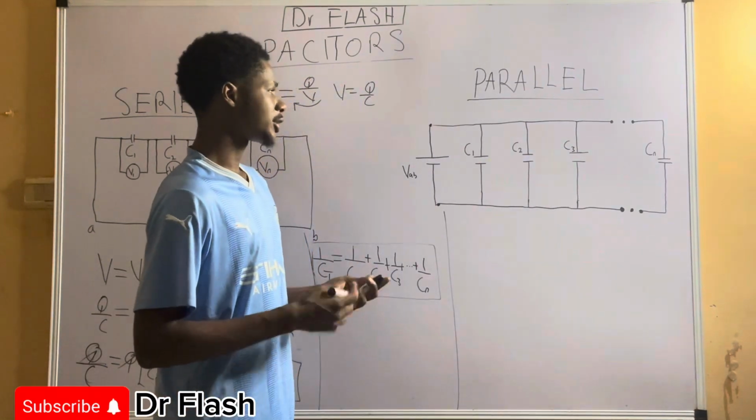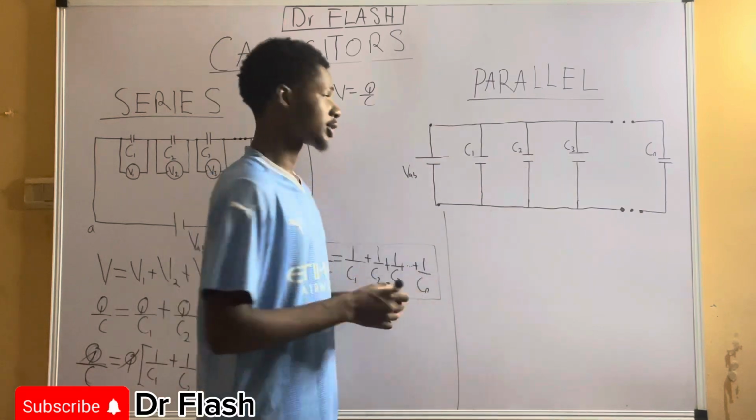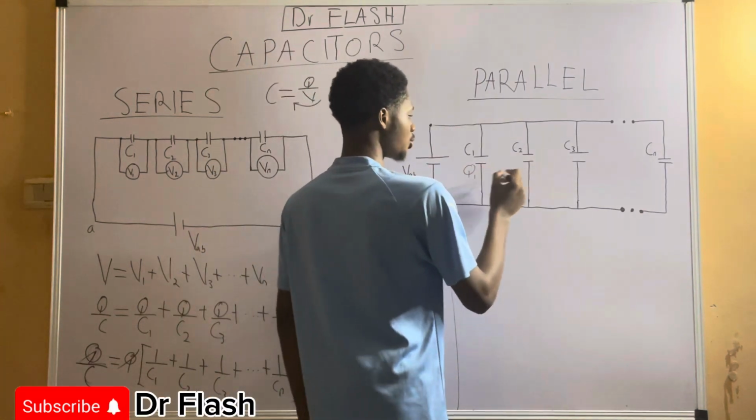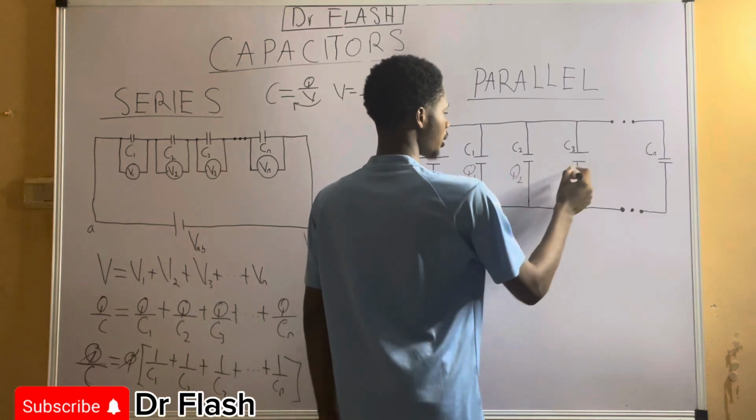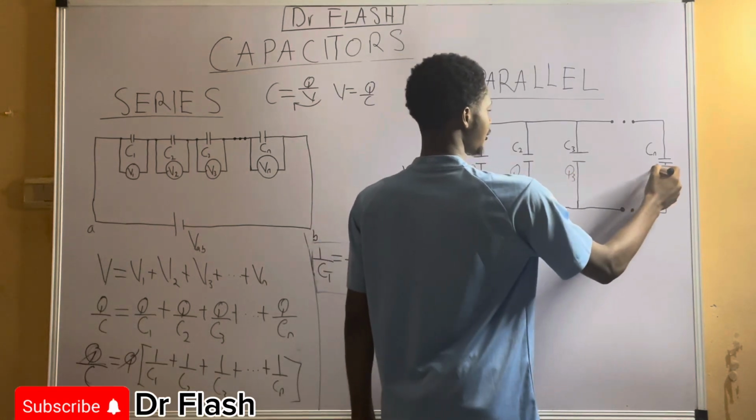Now how about the charge? The charge across each of them will be different, so I can as well come here to say here we have Q1, we have Q2, we have Q3, and then we'll have Qn.